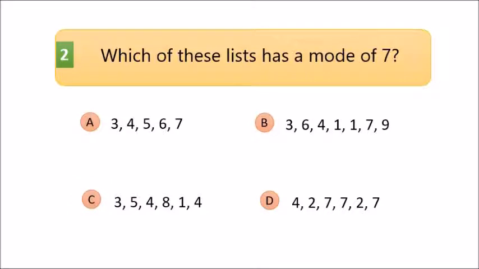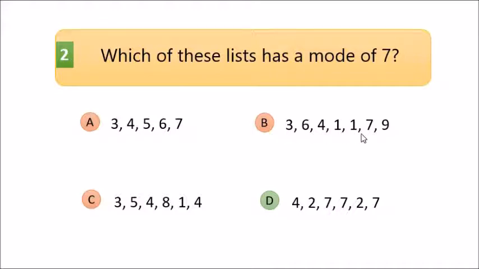Question 2. Which of these lists has a mode of 7? The answer here is D. The mode is the most common value. So in this list, the most common value, the mode, is 7. In every other list, this has 7, but it's just as common as every other number. Therefore, it has no mode.